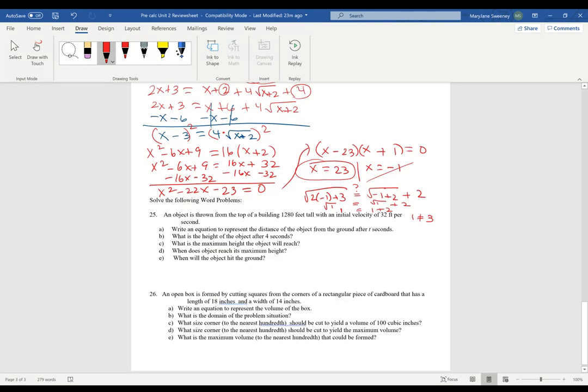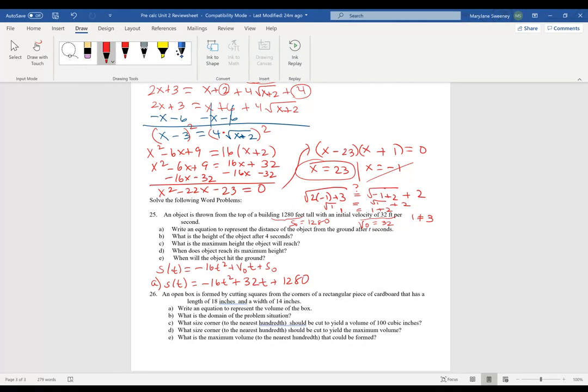All right, and then we have 25. It says, an object is thrown from the top of a building 1,280 feet tall. So that is S sub 0. That is our starting height with an initial velocity. So V sub 0 is 32 feet per second. Write an equation to represent the distance of the object from the ground after t seconds. Remember, we use the formula S of t equals negative 16t squared plus V sub 0 t plus S sub 0. So what A would look like is S of t equals negative 16t squared plus 32t plus 1280. So that's the answer for A.